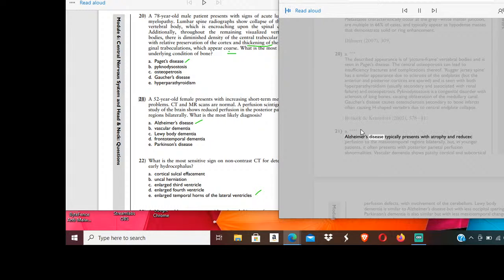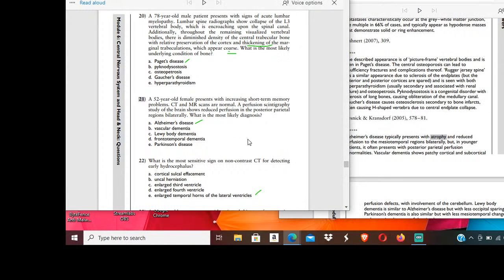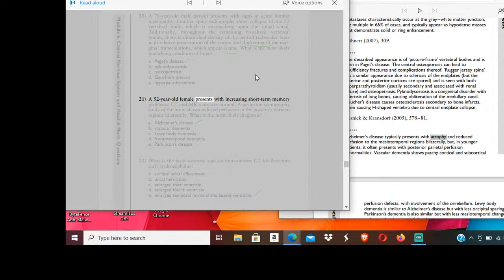21a. Alzheimer's disease typically presents with atrophy. 21. A 52-year-old female presents with increasing short-term memory problems. CT and MR scans are normal. A perfusion scintigraphy study of the brain shows reduced perfusion in the posterior parietal regions bilaterally. What is the most likely diagnosis? A. Alzheimer's disease. B. Vascular dementia. C. Lewy body dementia. D. Frontotemporal dementia. E. Parkinson's disease.